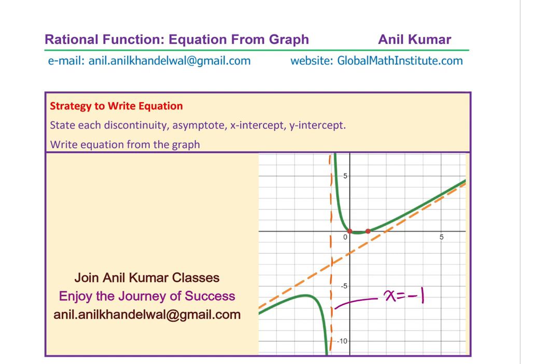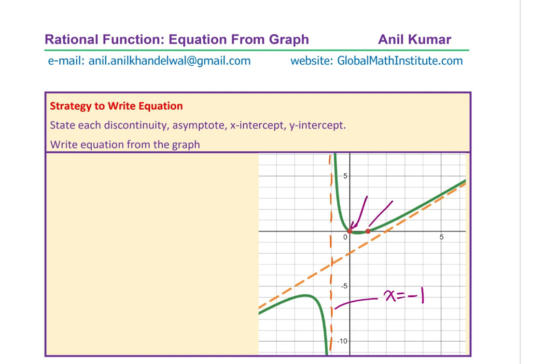We have x and y intercepts shown here. So this is at the origin, right? And that one is at 1, 0. So we have two x-intercepts, one at the origin and the other one at the point 1, 0. Let us find the equation of the oblique asymptote.